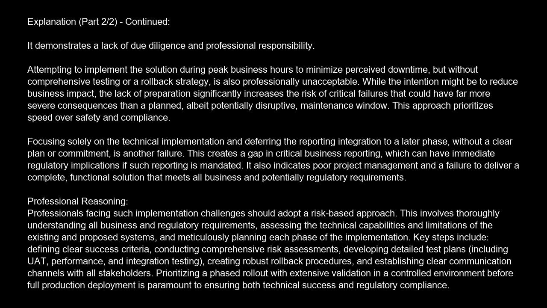Prioritizing a phased rollout with extensive validation in a controlled environment before full production deployment is paramount to ensuring both technical success and regulatory compliance.